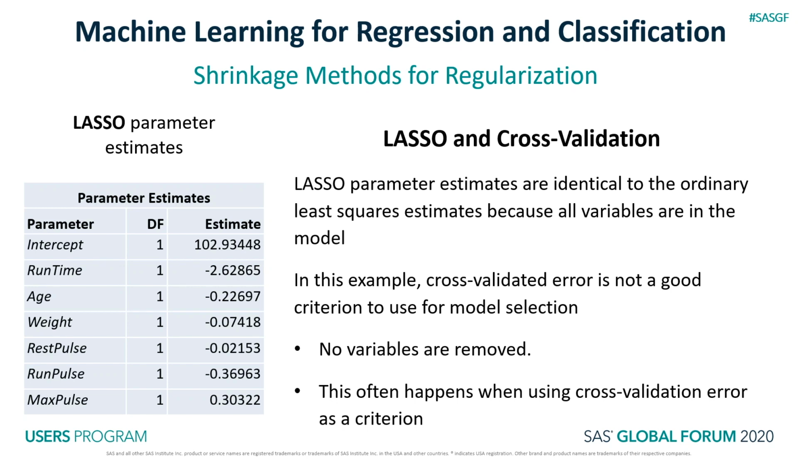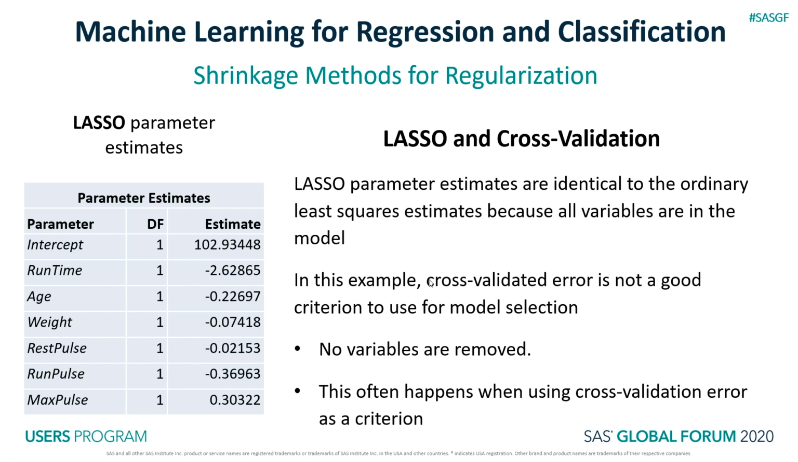So in this particular case, the LASSO parameter estimates are identical to the ordinary least squares estimates because all of the variables are in the model. And I think it's fair to conclude that in this case, cross-validated error is not a good criterion to use for model selection. No variables were removed and not enough shrinkage took place. This has been my observation, that cross-validation and the LASSO do not necessarily go well with each other, and cross-validation error is not necessarily a good criterion for using with the LASSO.